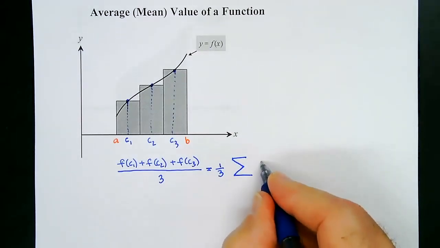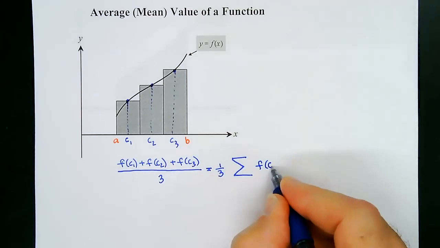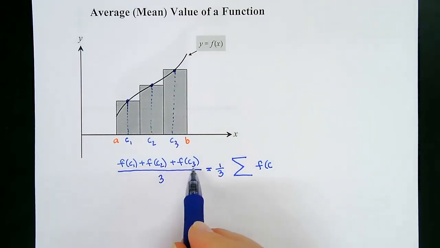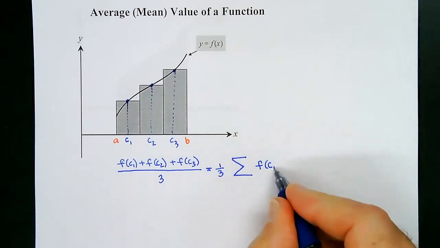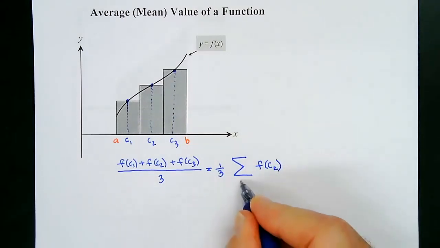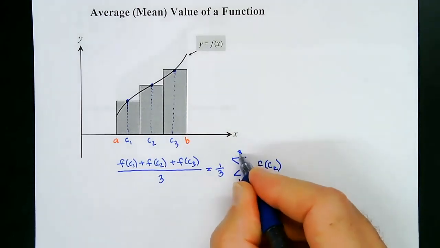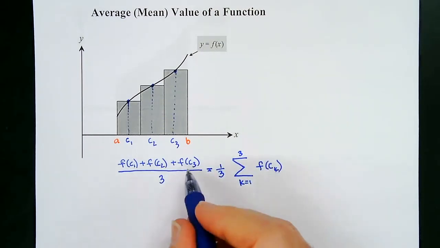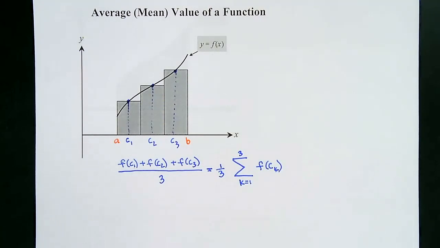And it'd be f of C, and these are what's increasing, C sub 1, 2, and 3. So I'm going to call this C sub K, and I'm going to start K at 1 and end it at 3, because then that would give me C sub 1 in here, and then 2 would give me C sub 2, and then 3 would give me f of C sub 3. Okay. All right.